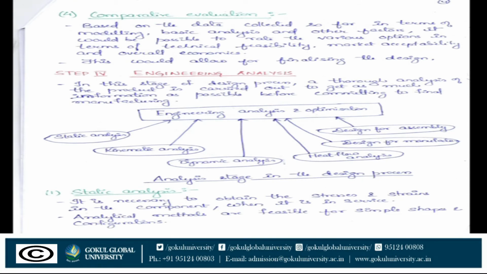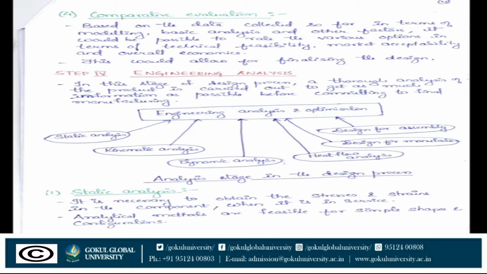Fourth is comparative evaluation. Based on the data collected in terms of modeling, basic analysis and other factors, it would be possible to rate the various options in terms of technical feasibility, market acceptability and overall economic growth. The last step is engineering analysis. Engineering analysis may be defined in different stages. First is static analysis, second is kinematic analysis, third is dynamic analysis, fourth is heat flow analysis, fifth is design for materials, and the last is design for assembly.